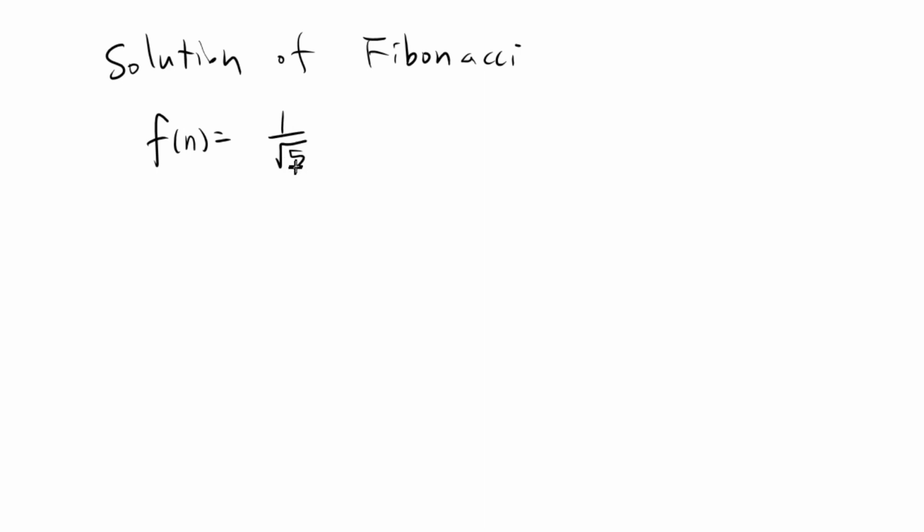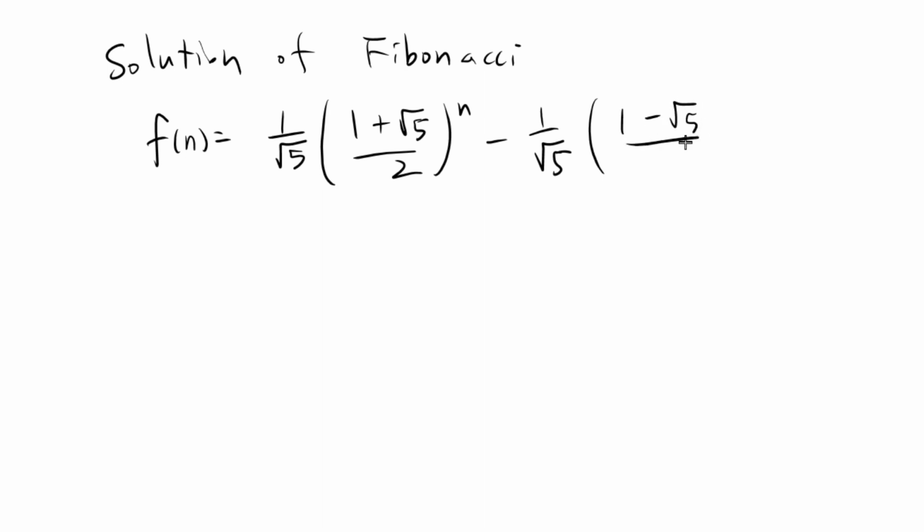So the solution of our Fibonacci series is that f of n is equal to 1 over square root of 5 times (1 plus radical 5) over 2 to the nth power, and then minus 1 over radical 5, because c2 is negative 1 over radical 5, times (1 minus radical 5) over 2 to the nth power.